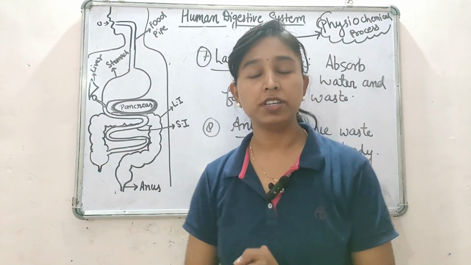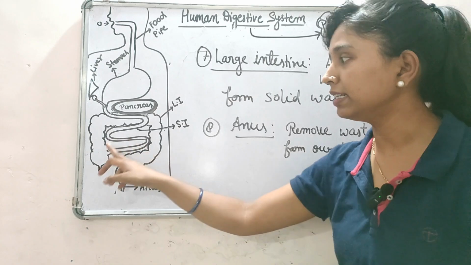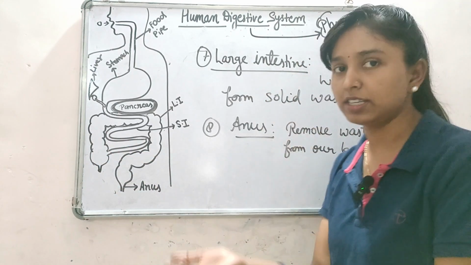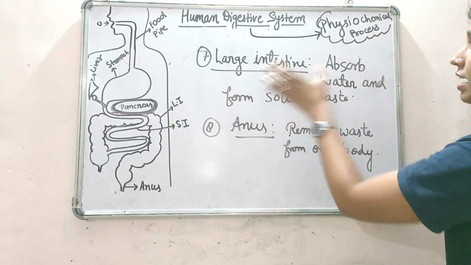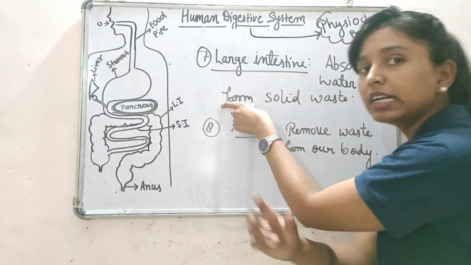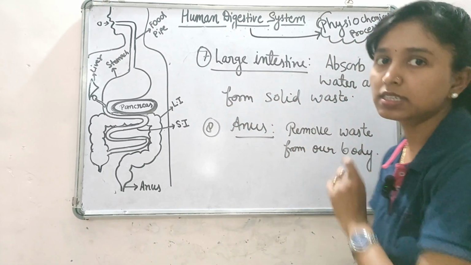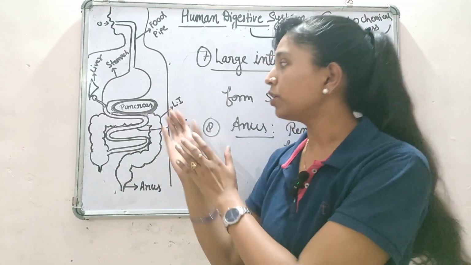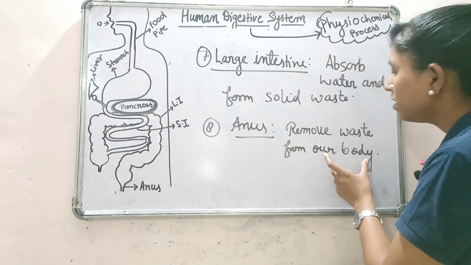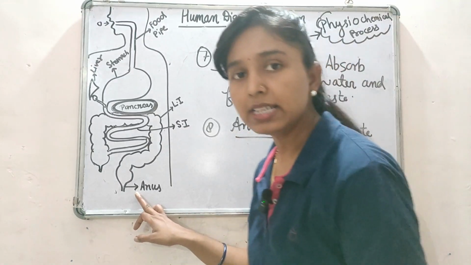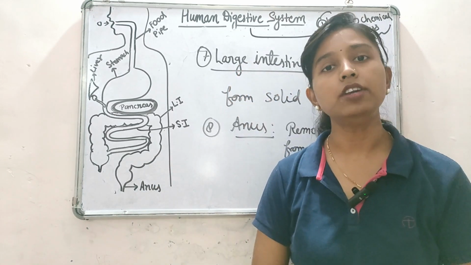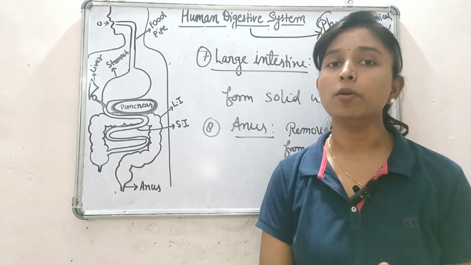After the digestion and absorption in the small intestine, there is the large intestine. The food that comes into the large intestine is undigested food. The large intestine absorbs water from that undigested food, and from it forms solid waste. The feces, the solid waste produced in the large intestine, is finally removed from our body as waste through the anus. This is the anus. The anus is responsible for the removal of undigested and toxic material from our body.